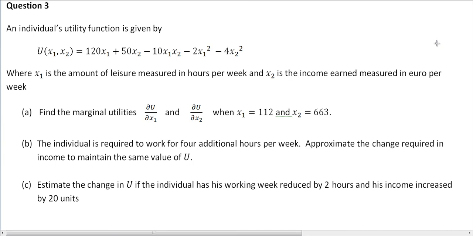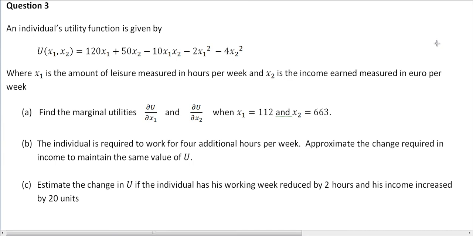Okay, so let's just look at the next question. This is a question involving a utility function, and we have two variables, x1 and x2. An individual's utility function is given by that big function there. We'll worry about that in a minute. Let's just ignore it for a minute.